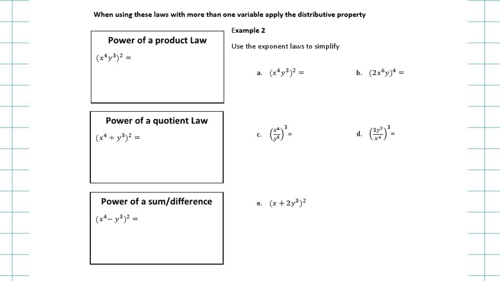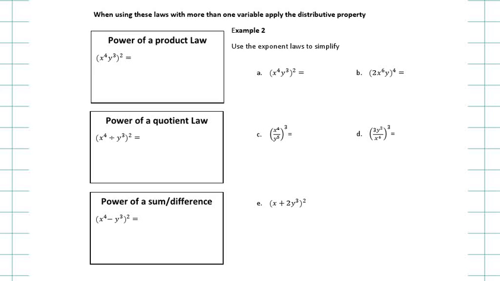Okay, so what if I have more than one variable and I have exponents? What if I have an exponent to the exponent but with more than one variable? What we see here is x to the power of 4, y to the power of 3, and all of it is to the power of 2.